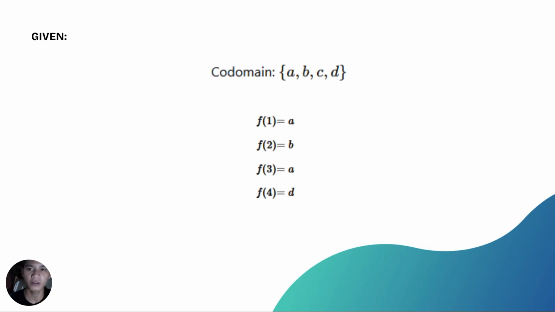And then let's proceed to another test, or the surjectivity test. We are given that the codomain are the elements a, b, c, and d. Also, we are given that f of 1 is equal to a, f of 2 is equal to b, f of 3 is equal to a, and f of 4 is equal to d.